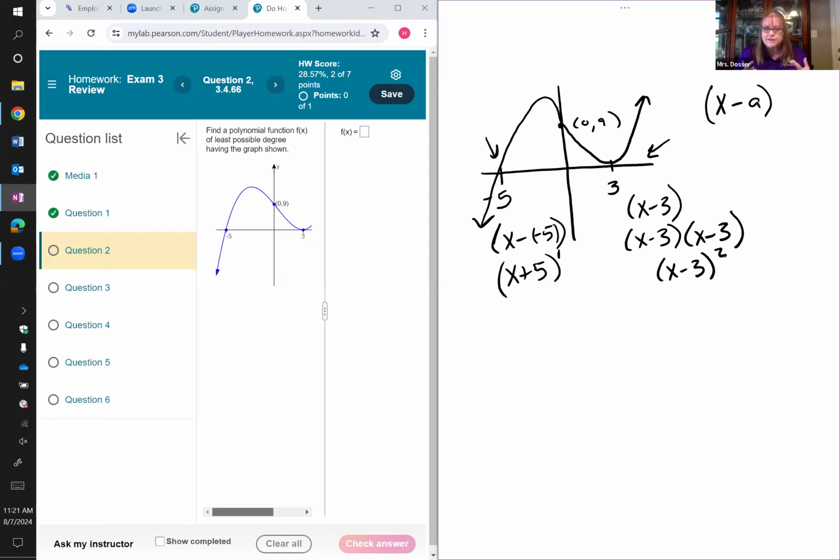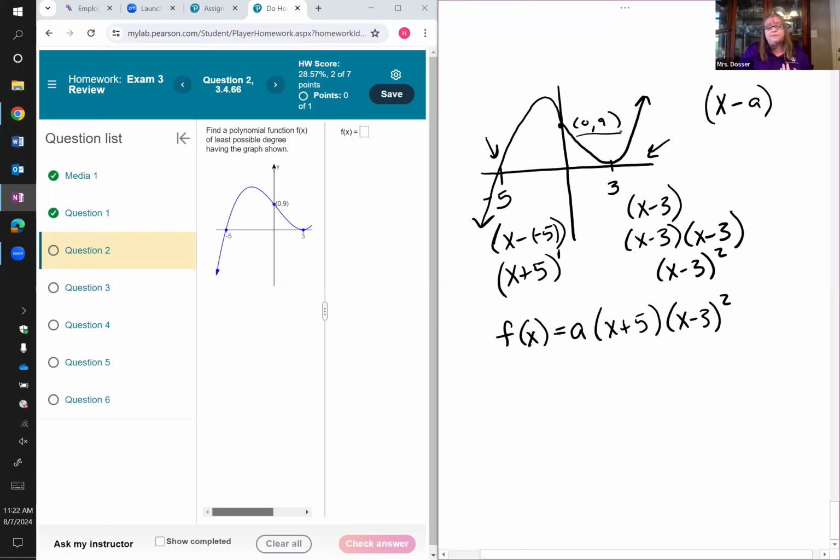The problem is there are infinitely many polynomials that have those as factors, but we're looking for the specific one that gives us this graph, which means we need to know the leading coefficient that affects this graph. So we know that a polynomial can be written as f of x is equal to a, the leading coefficient, whatever it happens to be, times the factors. So times x plus 5 times x minus 3 squared. But we need to know what that a is to know which particular function gives us this graph. So to find that a, we use another point on the graph. And so here we have this point 0, 9.